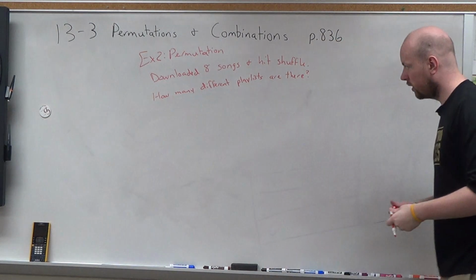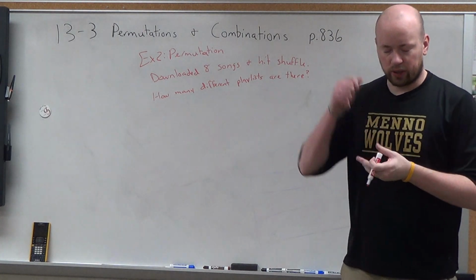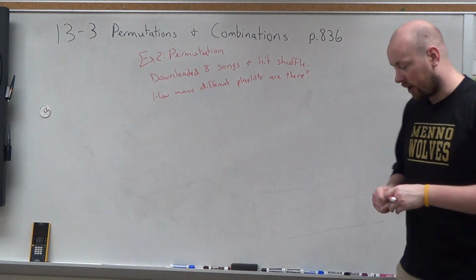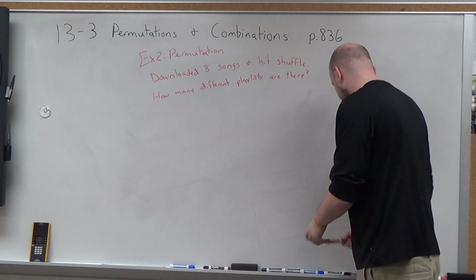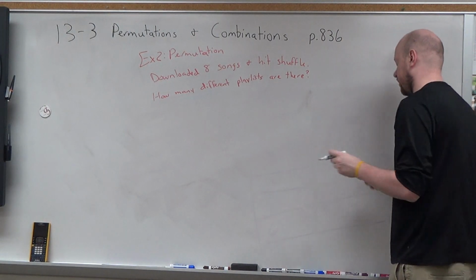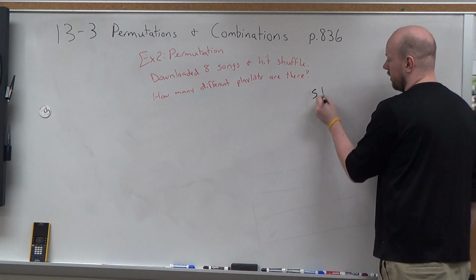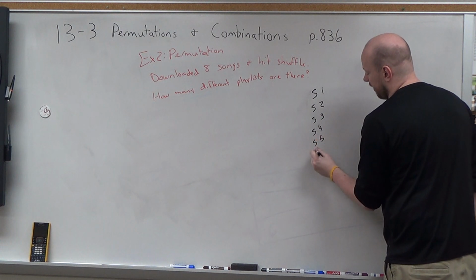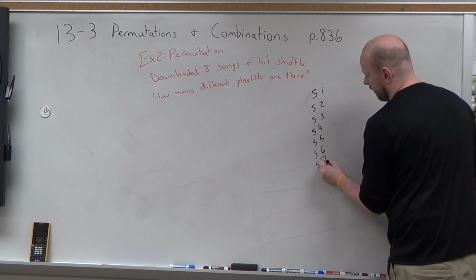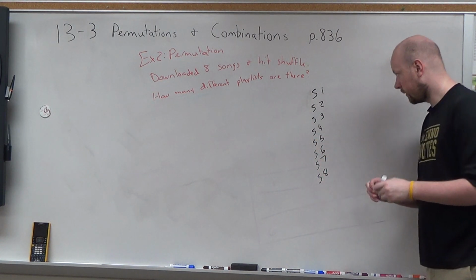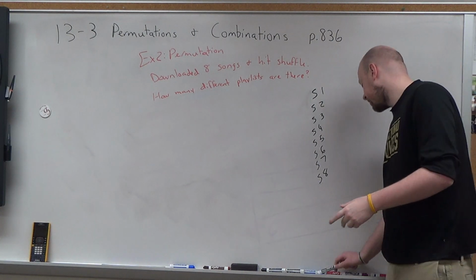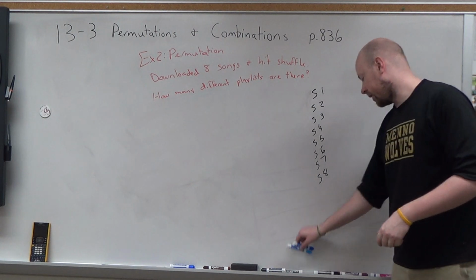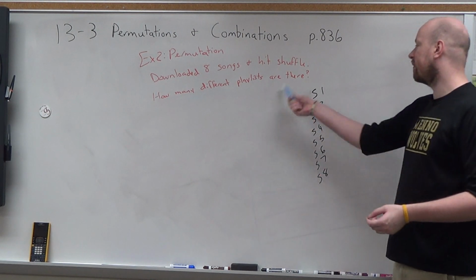Okay. So remember when you hit shuffle, it just puts them all right in there, and then it just moves on to the thing. Now, we could write out like 8 different songs: song 1, song 2, song 3, song 4, song 5, song 6, song 7, and song 8. So I had 8 different songs, and I hit shuffle, and it's just going to switch up the order. The question is, how many different playlists are there?